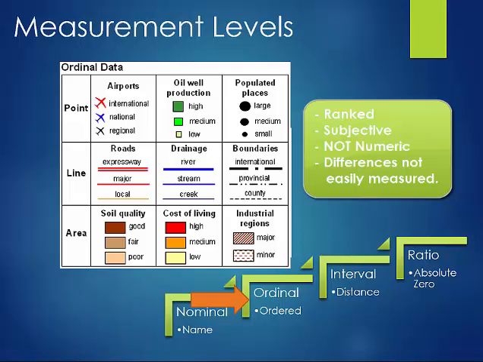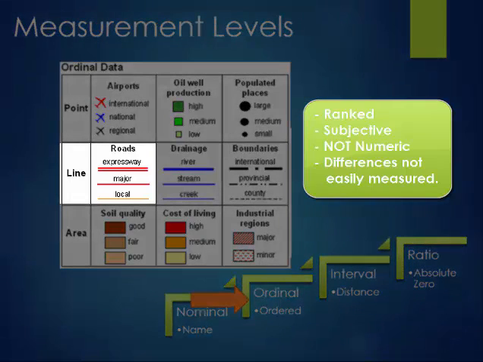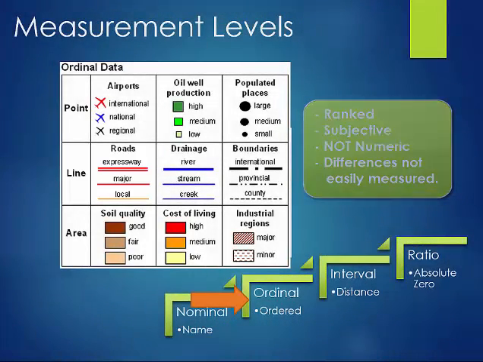Some examples of data that are classified hierarchically might be political boundaries. Transportation routes can also be categorized this way. For example, you may have a primary highway, a secondary highway, and a light-duty road or unimproved road. Again, we know that there's a ranking between these items, but we don't necessarily know the interval between them, or we can't easily measure the interval between them.